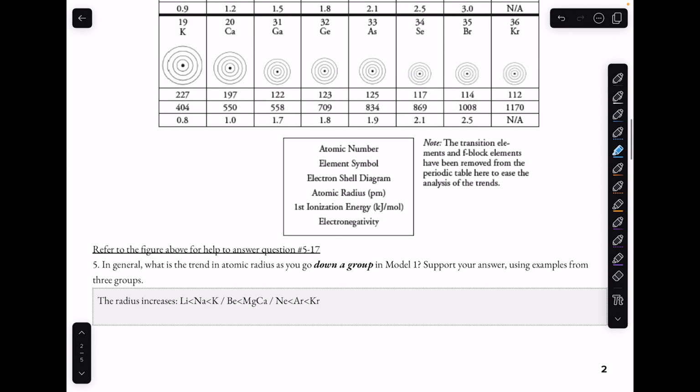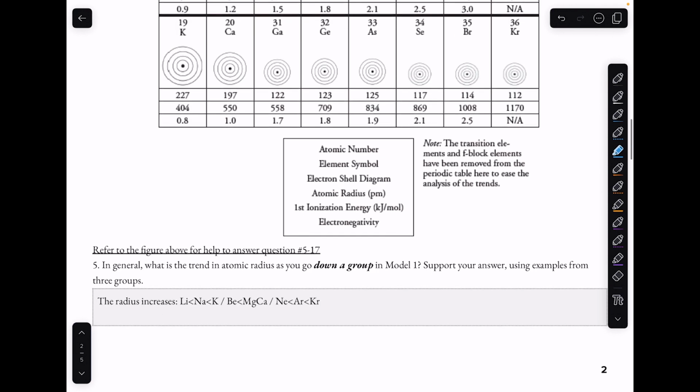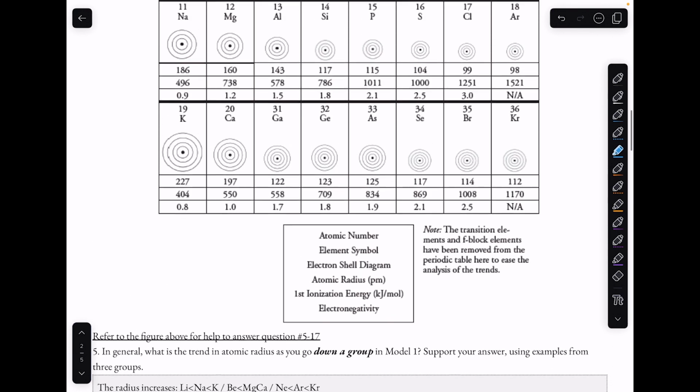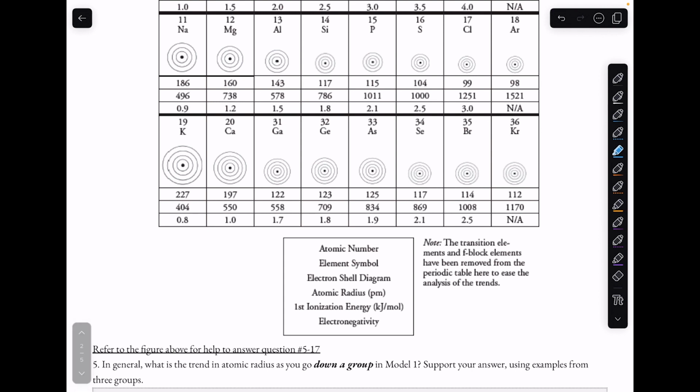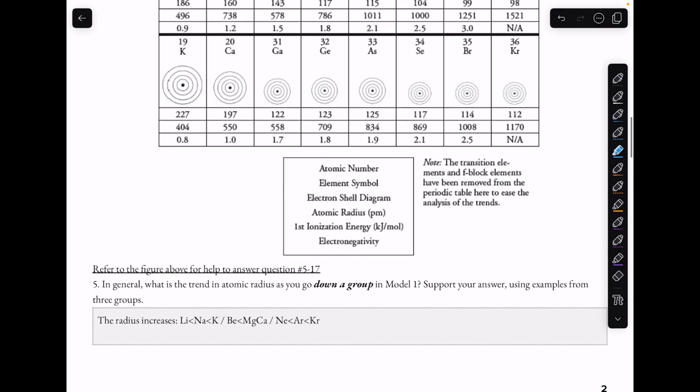So trends are pretty easy to determine here based on the data given to you. So down a group, the radius increases, and that's because, of course, we're adding a new electron ring every time we go down to the next row. So it's definitely going to get a bigger radius.